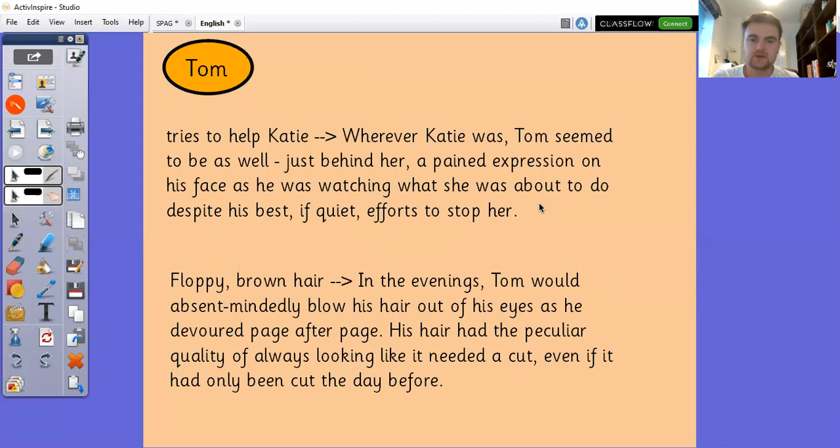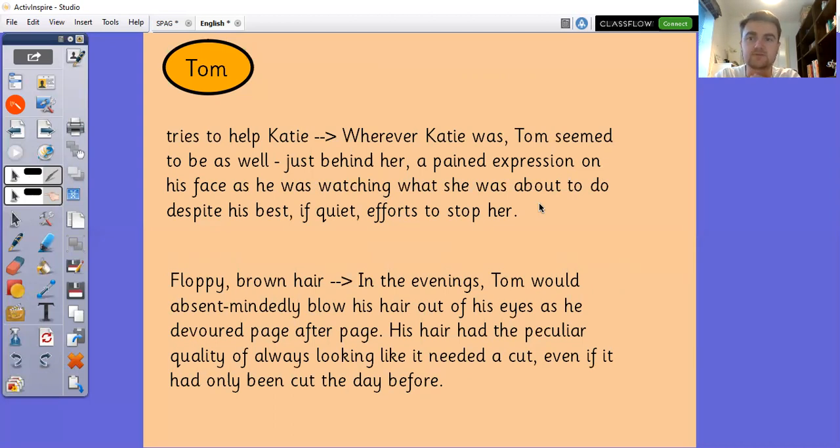So in the evenings, Tom would absentmindedly blow his hair out of his eyes as he devoured page after page. His hair had the peculiar quality of always looking like it needed a cut, even if it had only been cut the day before. Got another fronted adverbial in there with in the evenings. Absent-mindedly is quite a nice adverb. Devoured page after page shows how quickly he reads as well. So that also gives us that extra information about the fact he loves reading.